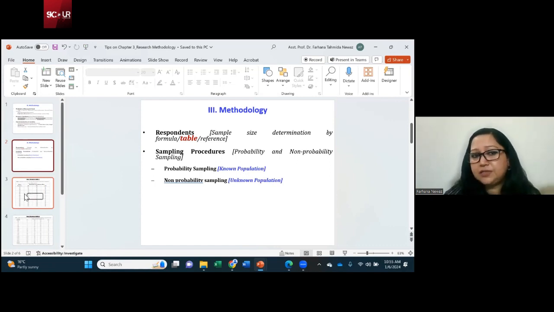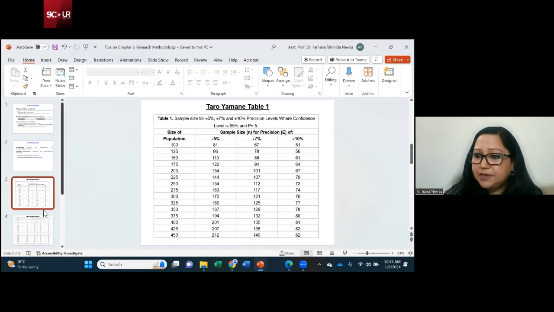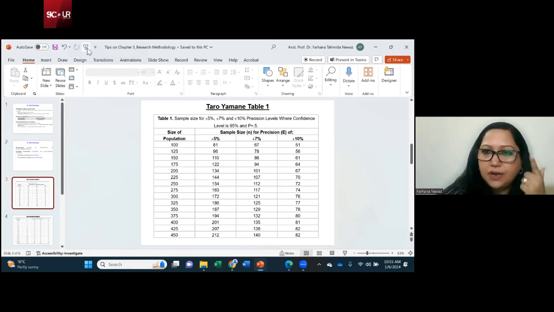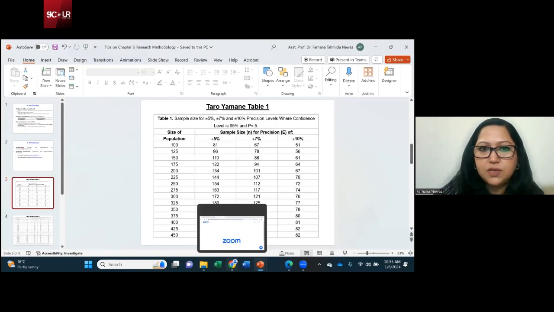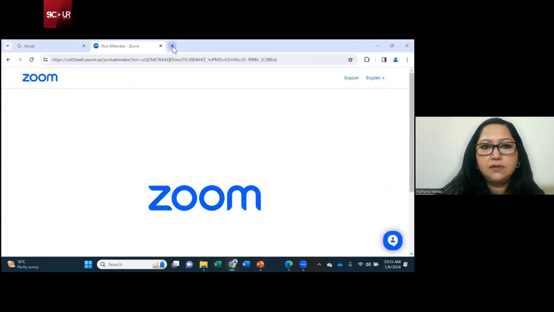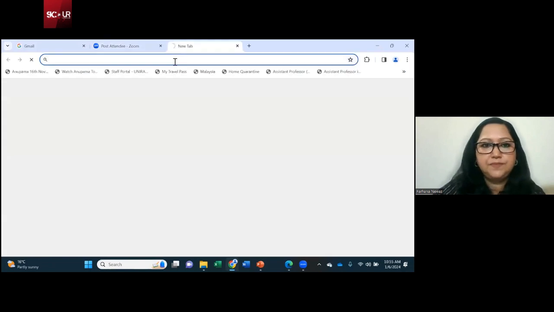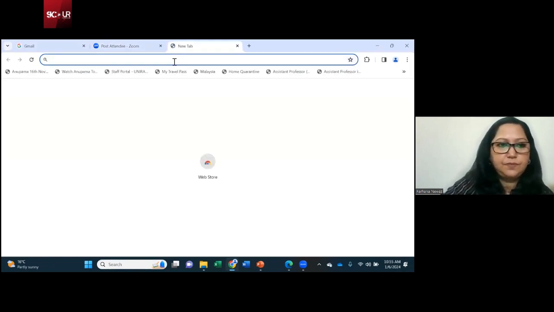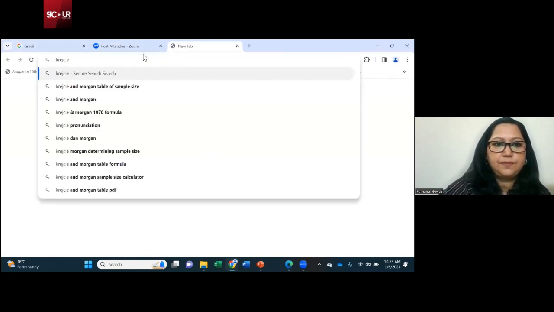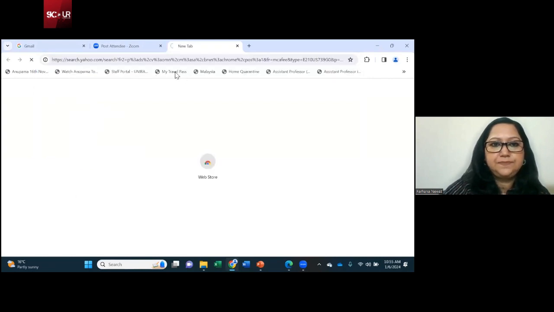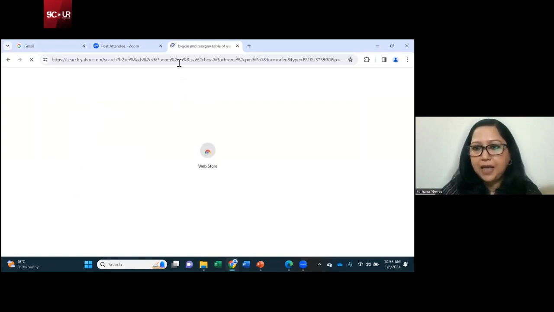Once your population size is already known, just use that. We have two formulas, by Taro Yamane and Krejcie-Morgan. Krejcie-Morgan, 1970, I will give you this one. Just a minute. Okay, so this one. You can use either this reference or Taro Yamane.